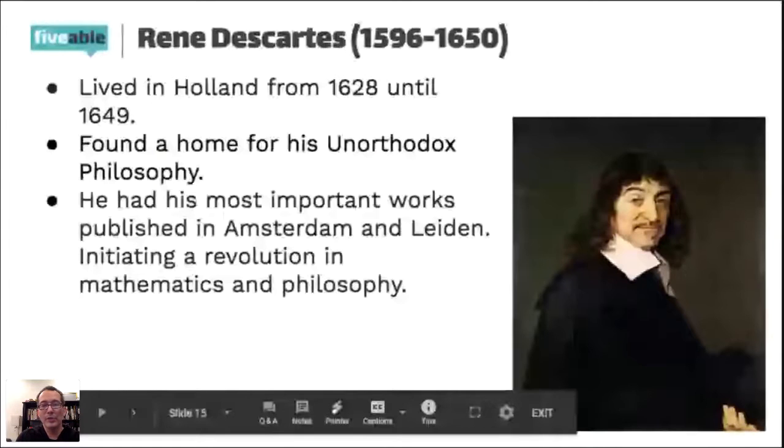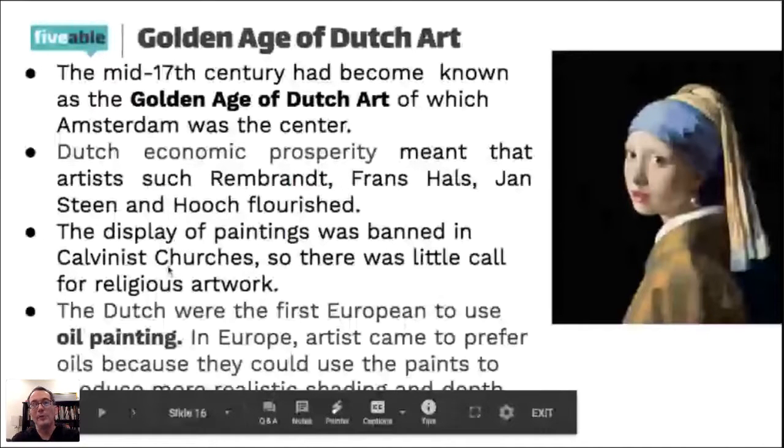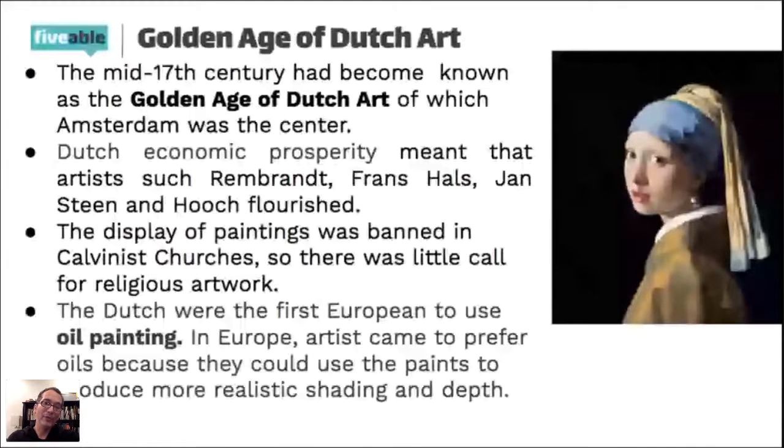Okay, so now reaching the topic that most people are most interested in when it comes to the history of the Netherlands, of course, which is the art. In the mid-17th century, the Dutch Golden Age, which is the topic of today, was also the Golden Age of Dutch art, of which Amsterdam was the center. Delft also had a very prosperous art scene.